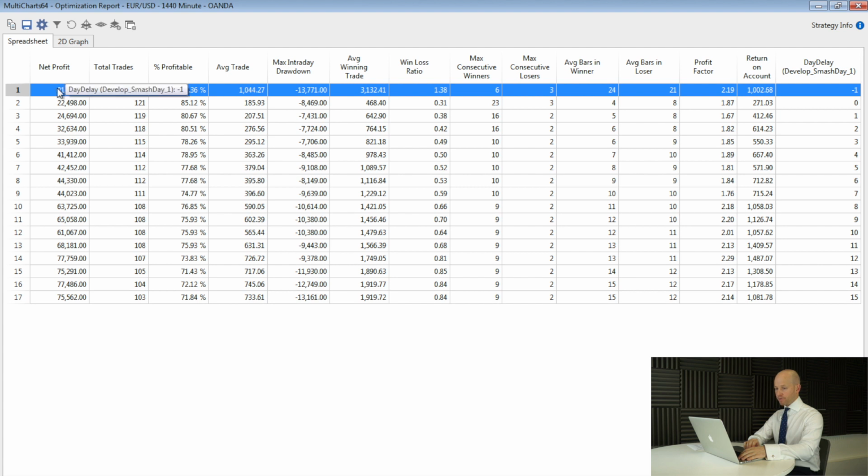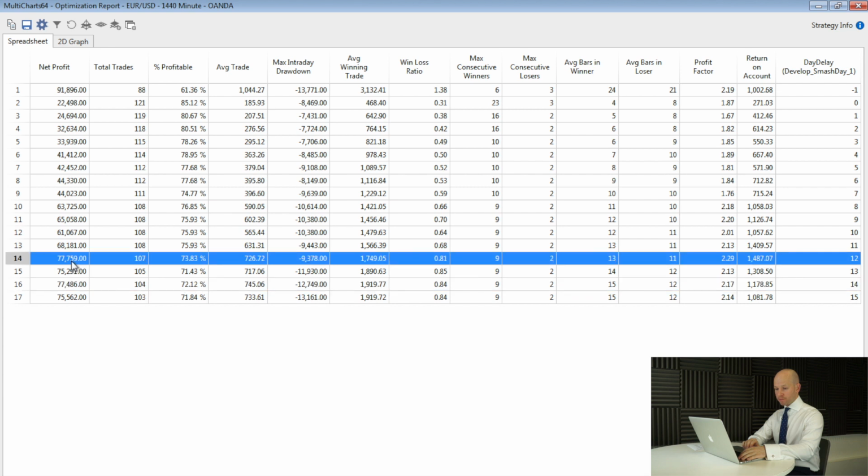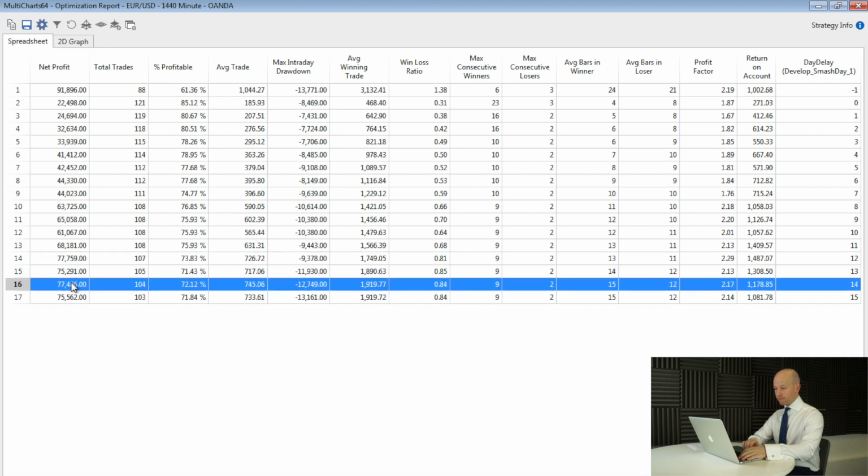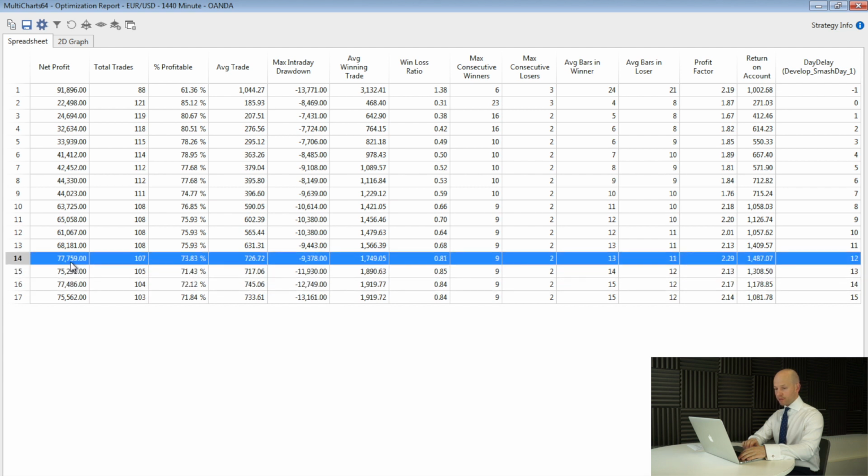And looking at the net profit, we can see using no day delay or no first profitable close exit does work best in terms of net profit. And it's not until we start to get up to 77, 75, 77, some of these numbers around here are the best other than using none at all. And you'll notice it does bring the percent profitable up. It increases the number of trades, and it also decreases the maximum intraday drawdown.